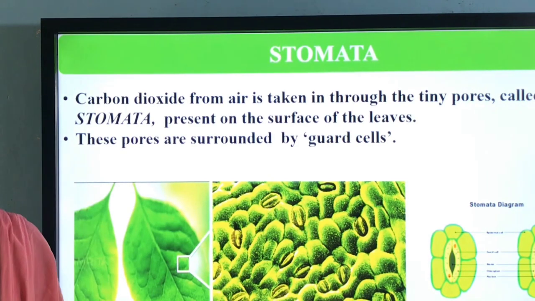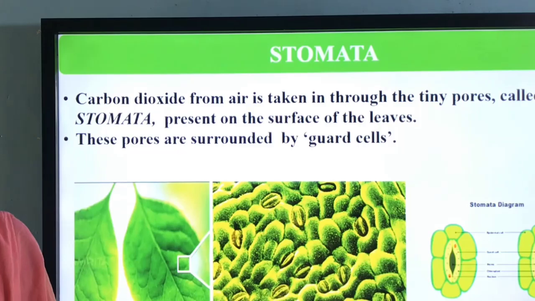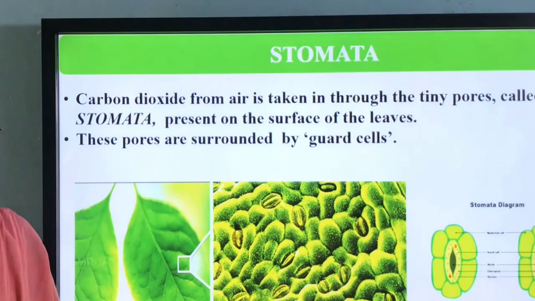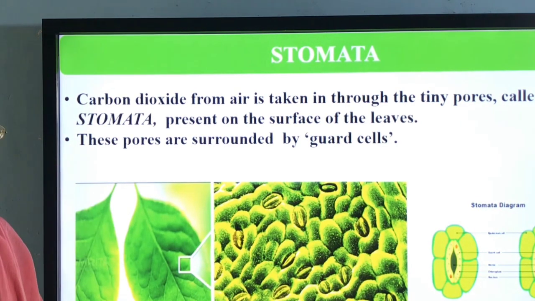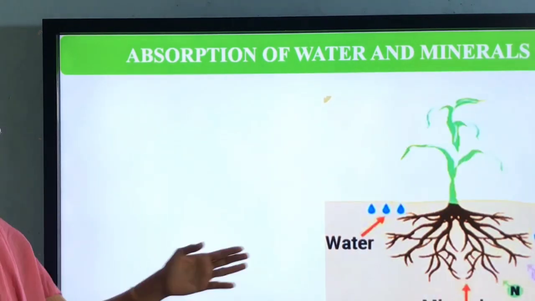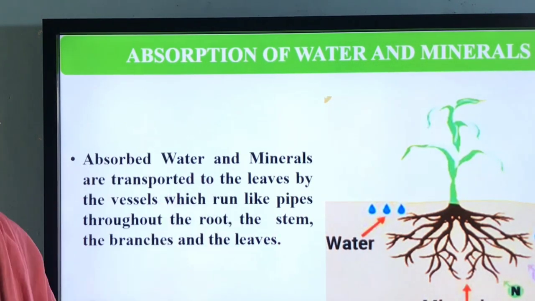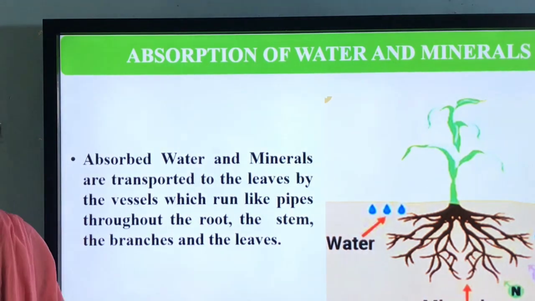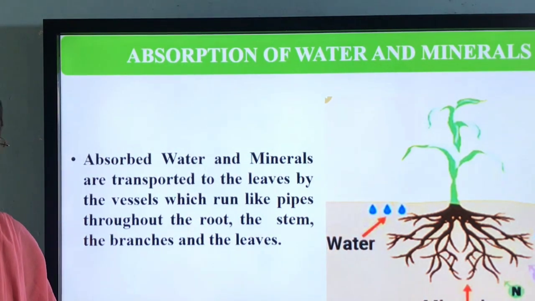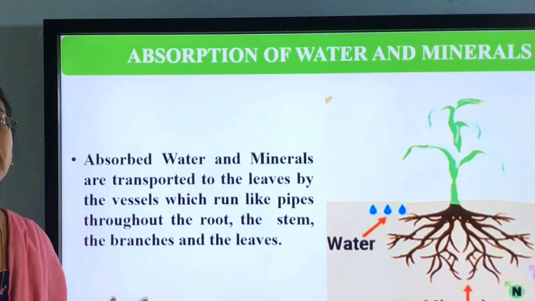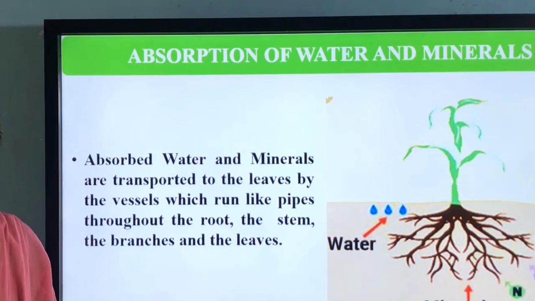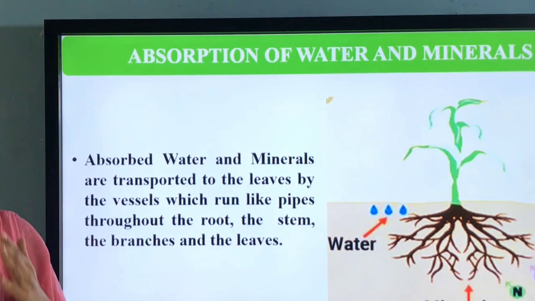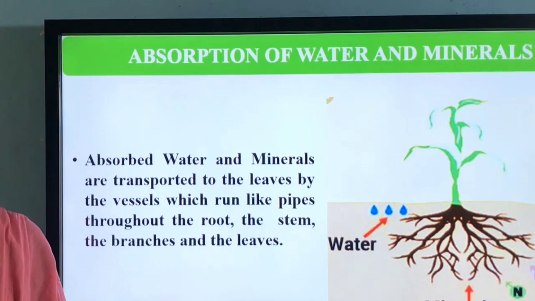The next important thing for the photosynthesis process is water and minerals. The soil contains so many minerals. The plant roots absorb water and minerals from the soil. And this water and minerals will be transferred to the leaf by the vessels, which run like a pipe throughout the stem, branches and leaves. So, using all this material, the plant prepares their own food in the form of carbohydrate. In plants, the carbohydrate is stored in the form of starch.